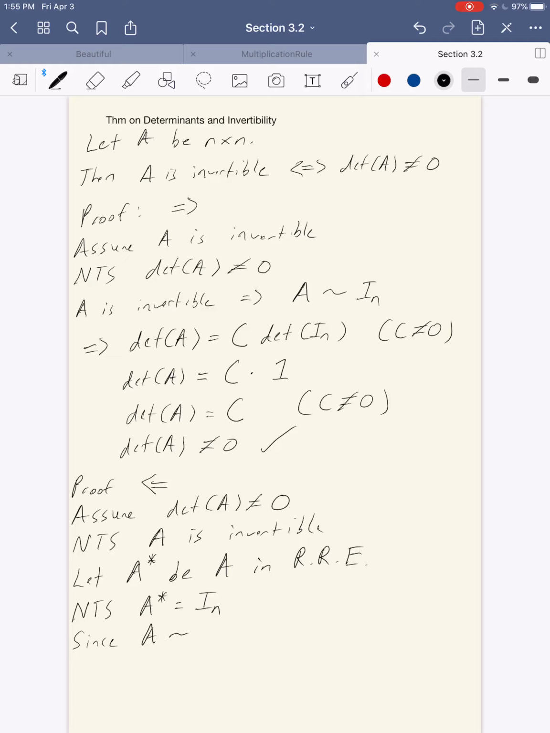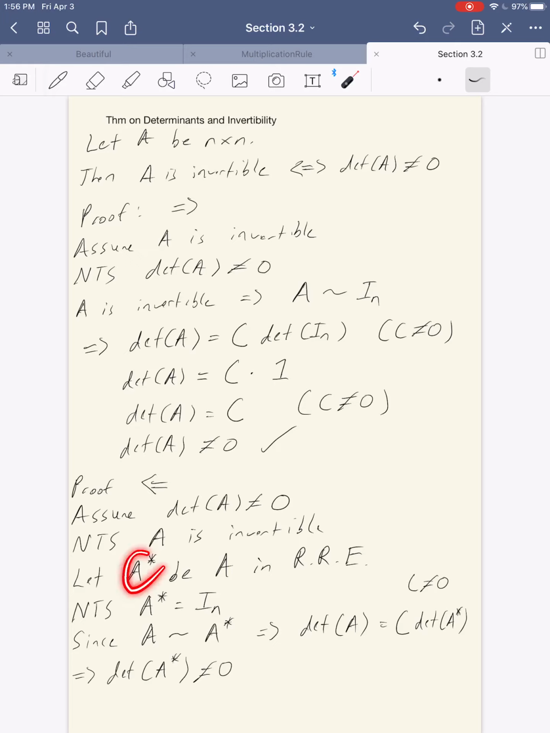Okay, so since A is definitely row equivalent to A star by definition, this implies that the determinant of A is equal to some constant C times the determinant of A star, with that assumption that C is not equal to 0. And sorry for having to put that above, but there we go. Now we know by assumption that the determinant of A is non-zero. So if C is non-zero and the determinant of A is non-zero, then this implies that the determinant of A star is not equal to 0.